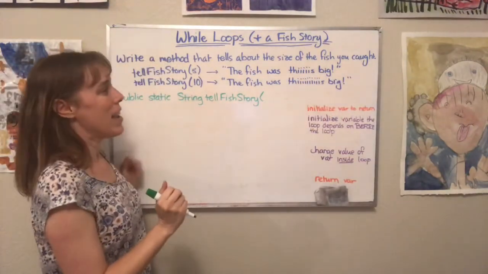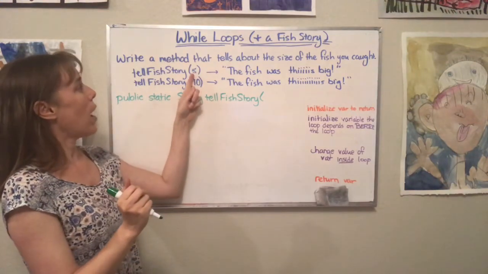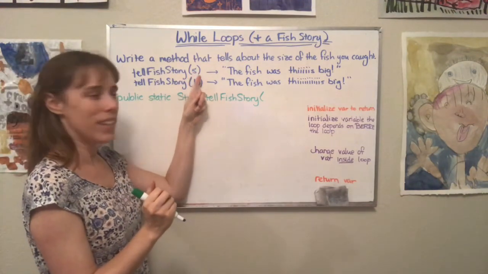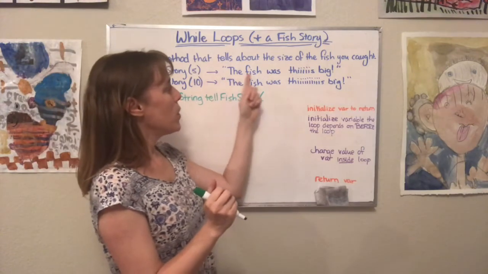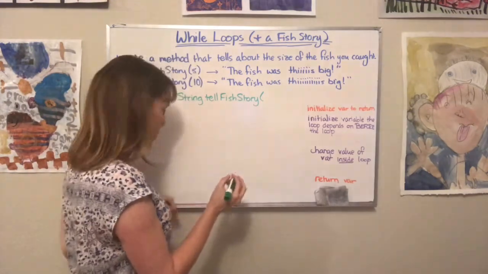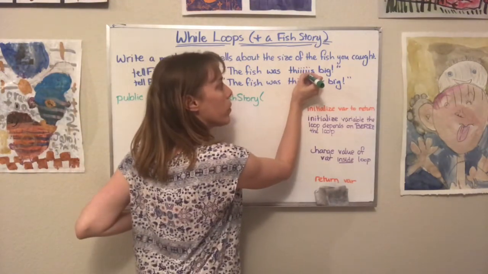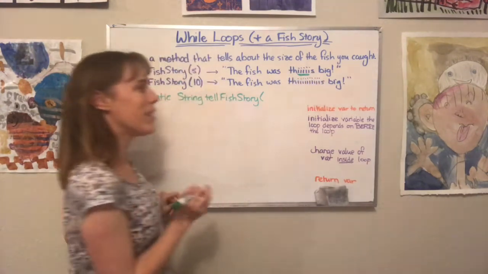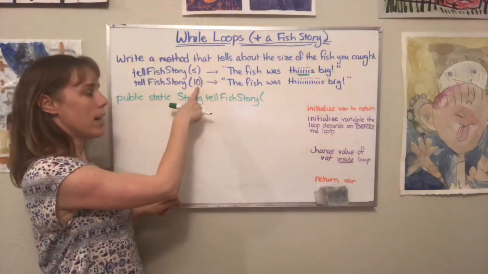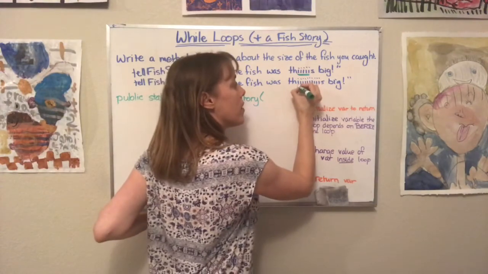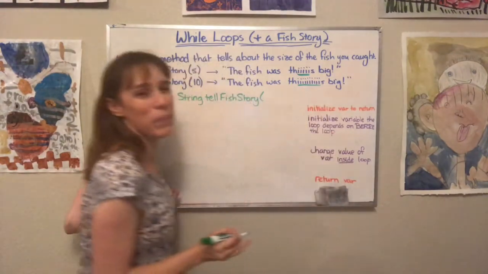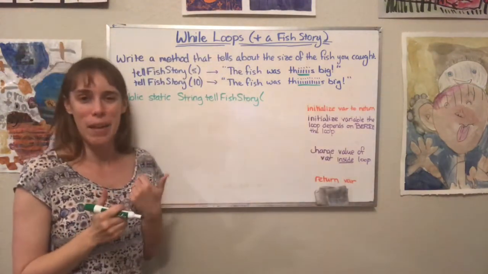you caught. And here, if you put in 5 as your input, the argument, the fish was this big. You see how it has, let's see, 1, 2, 3, 4, 5 eyes in it, right? And if you put in a 10, you get 10 eyes. The fish was this big. All right, so we're writing that method.